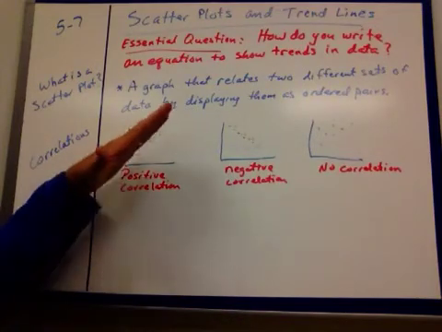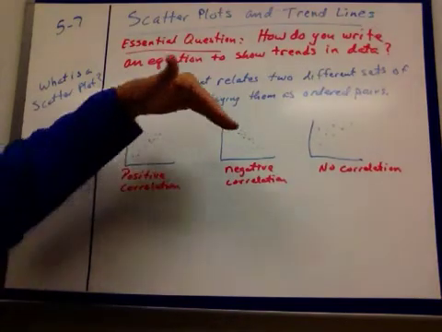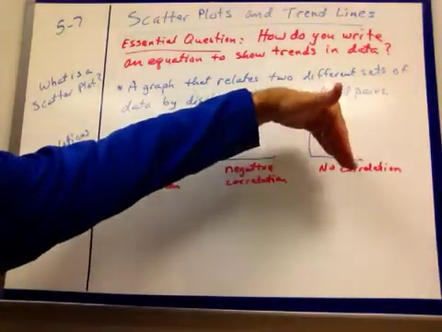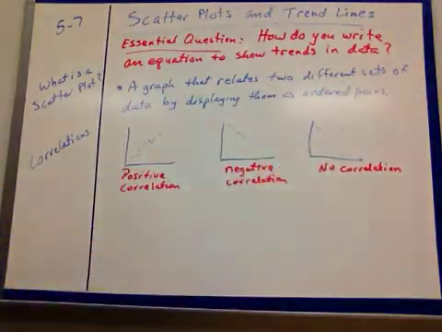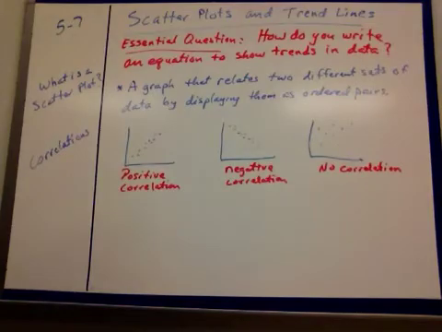The thing about here is you can draw a line in there and get a positive slope, negative slope, but where in the world would you draw a line when they're all scattered? Okay, you wouldn't, so there's no correlation.